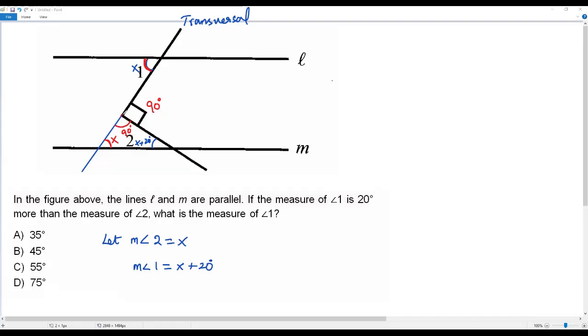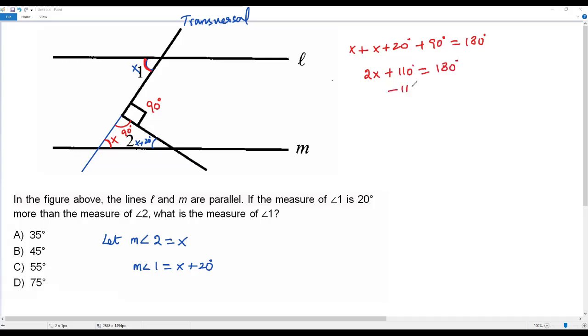Now let me consider the triangle we have over here. In this triangle, I know all three interior angle measures: x, x plus 20 degrees and 90 degrees. In any triangle, the three interior angles add up to 180 degrees. That is, x plus x plus 20 degrees plus 90 degrees equals 180 degrees by the angle sum property of a triangle. Now we can combine this x and x. I'm getting 2x. When I combine this 20 and 90, I'm getting 110 degrees equals 180 degrees.